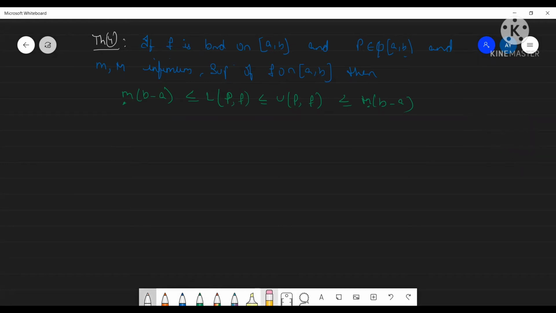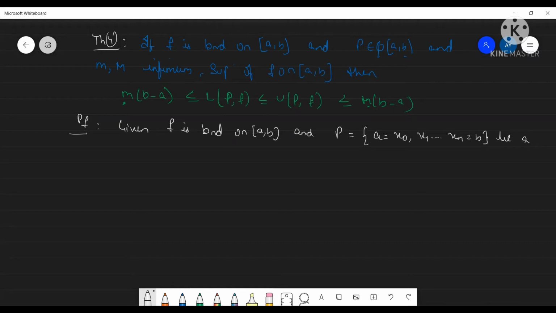Now, moving on to the proof of the theorem. First write whatever they gave. What is it that they have given? Given that f is bounded on the closed interval [a, b], and there is a partition P. How will we define P? a equals x0, x1, and so on up to xn equals b. This is a partition of the closed interval [a, b] itself. Then they also gave that m and M are the infimum and supremum of f on [a, b].